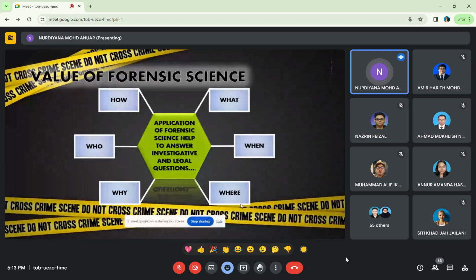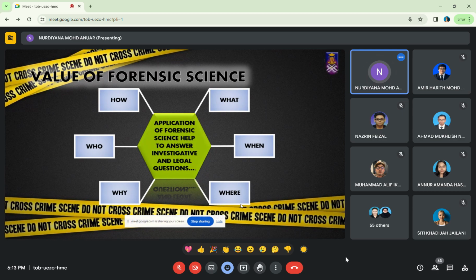For example, we find a powder at the scene, just a white powder. So we are going to ask, what is this substance? What is this white powder? So when we do the analysis, we know this white powder is probably a drug, maybe cocaine.